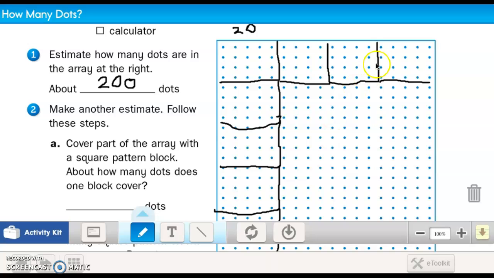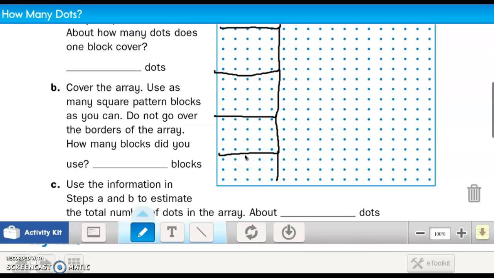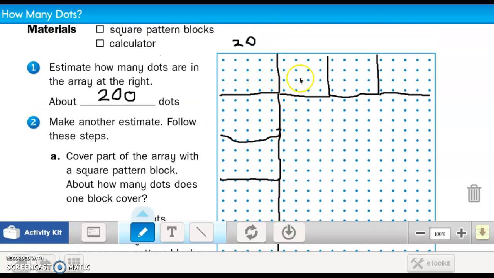So let's see, if this is an array and we've done all these little boxes, there's 4 this way, and 1, 2, 3, 4, 5, 6, 7 this way. So 7 times 4. 7 plus 7 plus 7 plus 7. That would be what? 7 plus 7 is 14. So 14 plus 14 is 28. So that would be 28 boxes of 20. Wow.